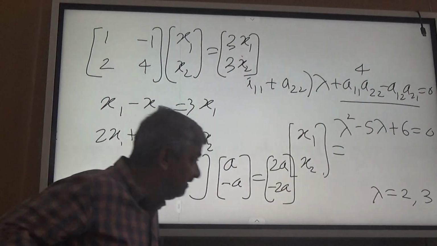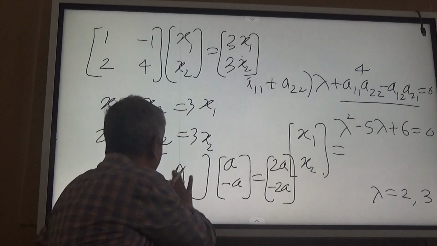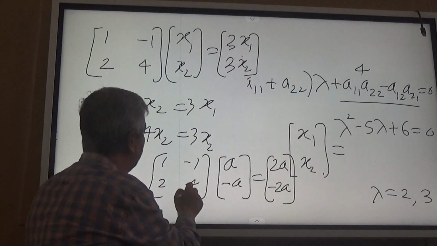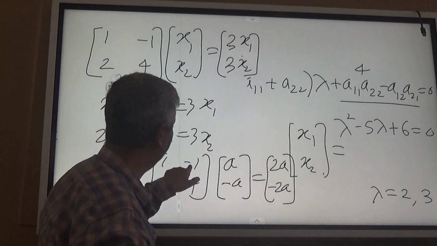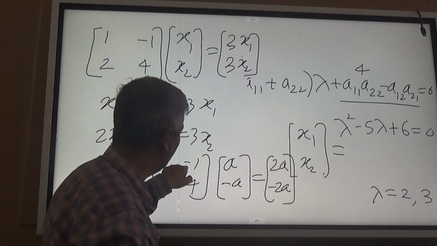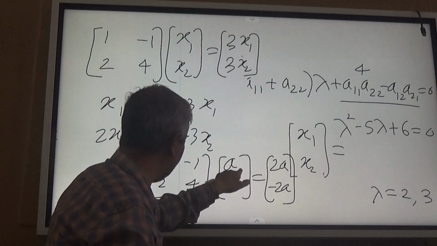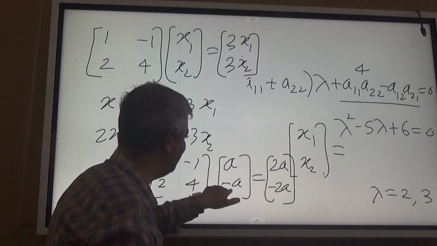What is the answer? See if this comes, put one here also. Then 1 minus 1, 2 4, a, minus a, 2a, 4a, minus 2a.